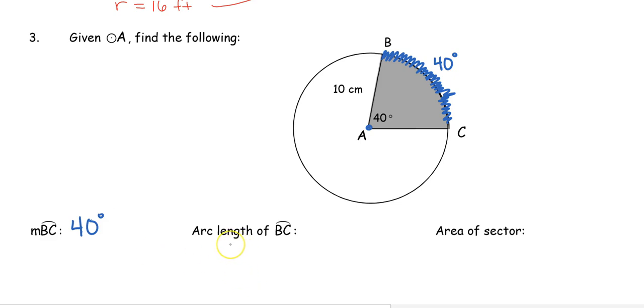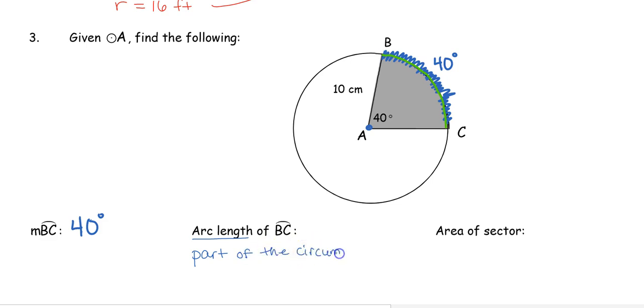And that's going to bring us to our arc length. There is a big difference between the measure of the arc and the length of the arc. The measure of the arc is 40 degrees. The measurement is the distance of it. So if I want the arc length, I want this part of the measurement outside of the circle, which is related to the circumference. So this arc length is what part of the circumference are we looking at?